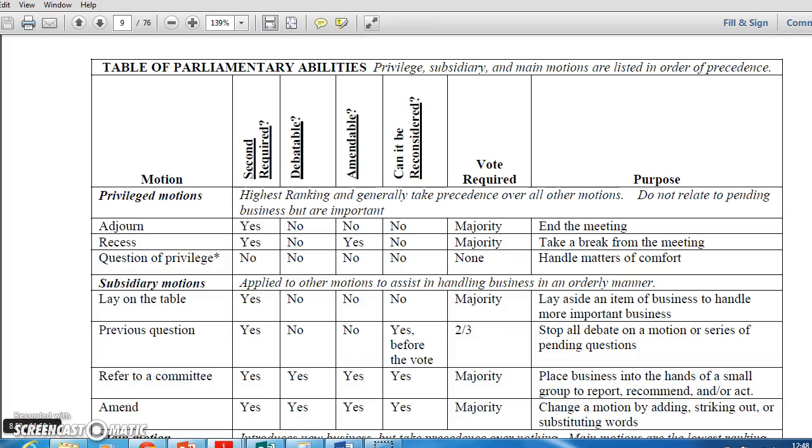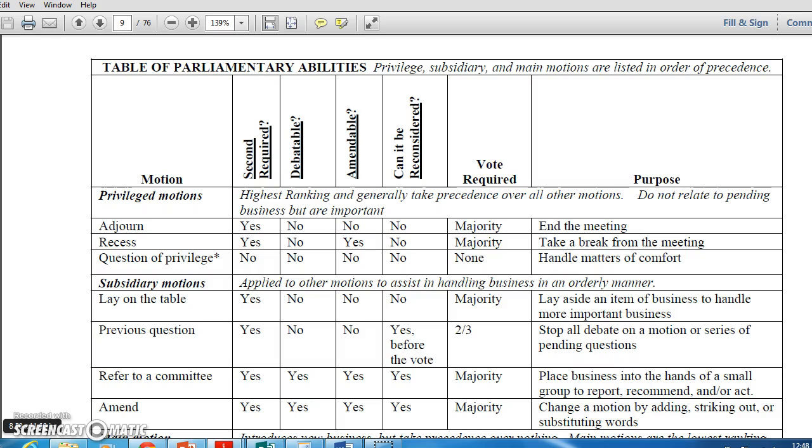Today we're going to talk about the different parliamentary abilities that you are required to know in Ag Mechanics 2. You can find these on the table of parliamentary abilities. This table can be found on Blackboard. It's also in the FFA manuals within our classroom.